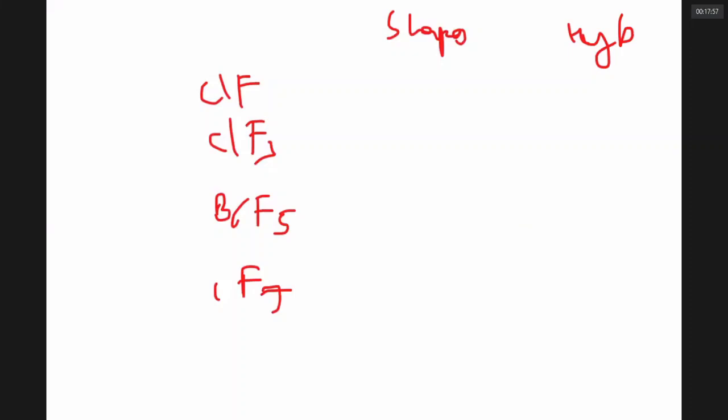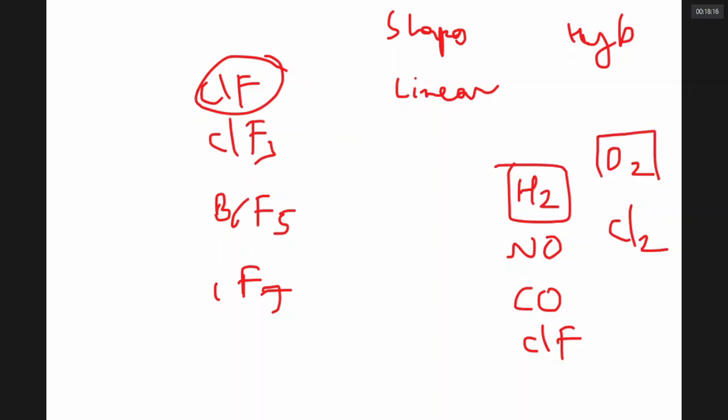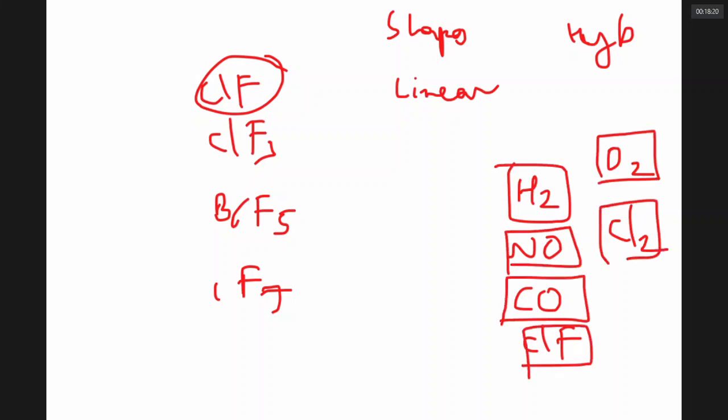Any AB type molecule is linear, you need not worry about hybridization. Any molecule that has two atoms like NO, like CO, like ClF, anybody who has two atoms like H2, like O2, like Cl2, anybody who has only two atoms is linear, and just don't worry about hybridization. That is not a serious thing.